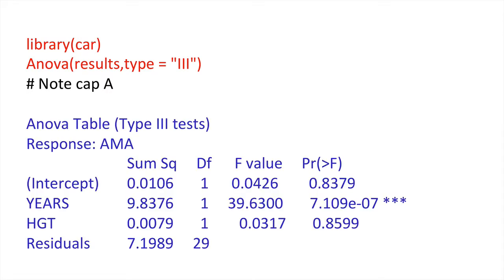How might we do a type 3 sum of squares analysis of variance? Well, we can't do it in the default R, but we can if we load the package car, and here it is. I'm loading the library car, and using Anova with a capital A, and asking to apply to that results object a type 3 sum of squares analysis. And this is what we get.